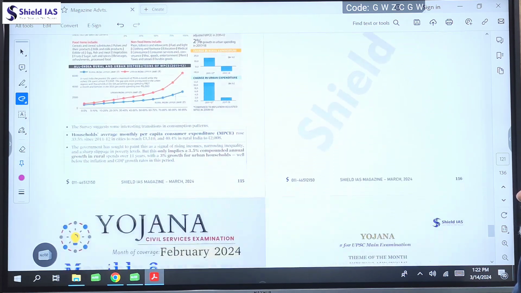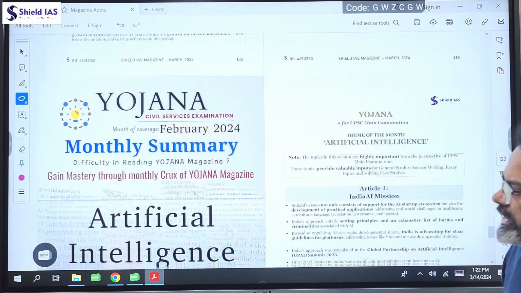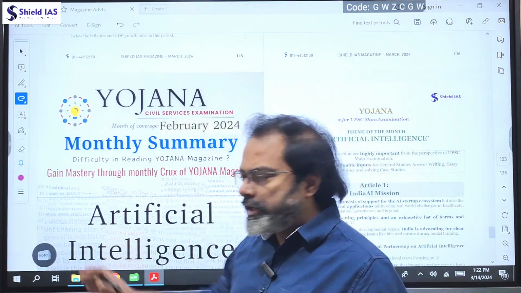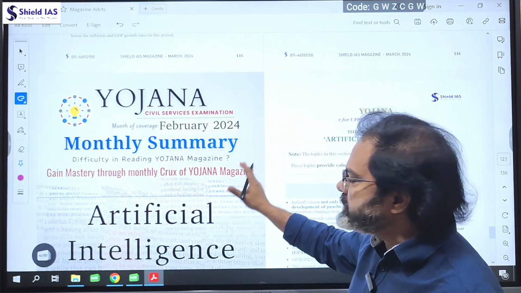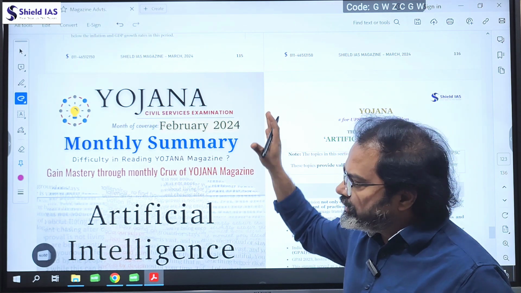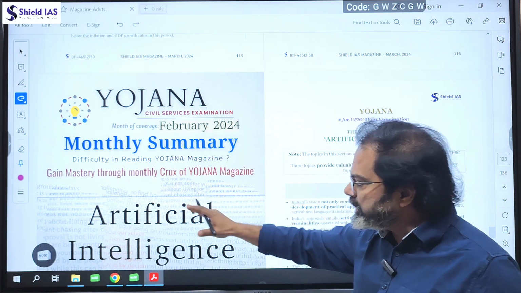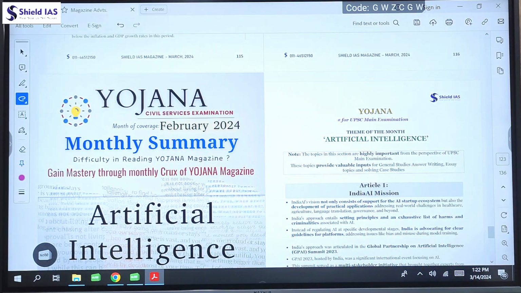Now let's see the Yojana part. So Yojana monthly summary. If you find it difficult to read Yojana magazine, gain mastery through the monthly crux of Yojana magazine, which is a part of the main monthly magazine itself. So monthly, the topic is artificial intelligence.